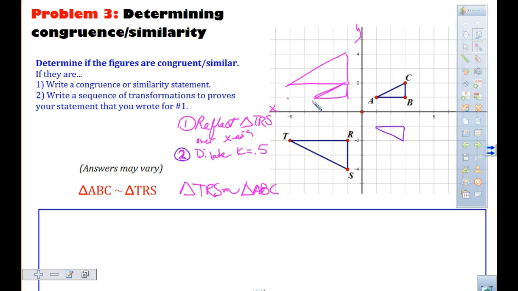And then our last step would be to translate. And we're going to say how many units to the right? Well, we got to move from here. 1, 2, 3, 4. Okay. So this one, the last step would have been translate 4 to the right.